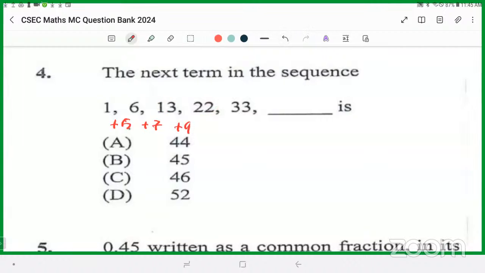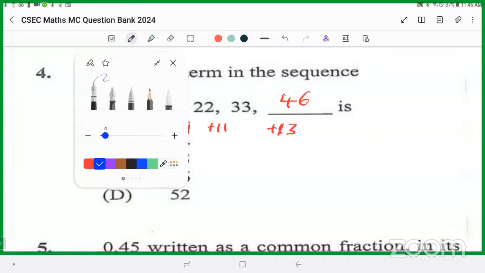So you must pick up the trend now. Got to have a +11, right? To go from this to this. So the next change has to be a +13. Keep adding 2 more than you did before. So you're adding 13 to this. What are you going to get? 46, don't you? So the answer is 46. So this one is pretty straightforward.